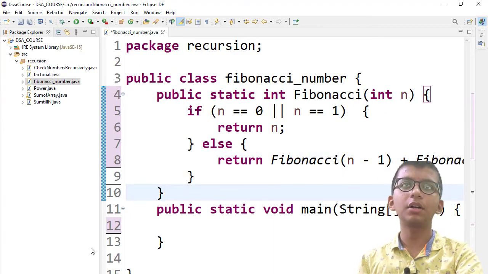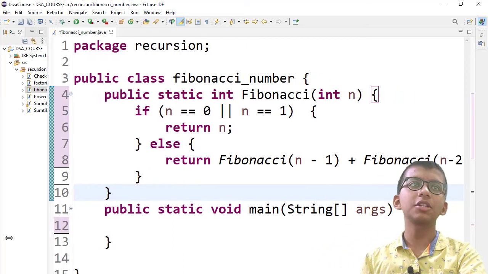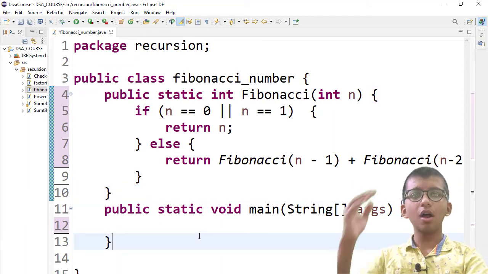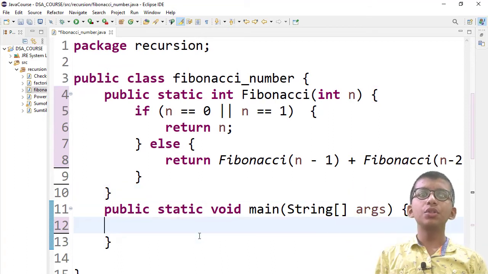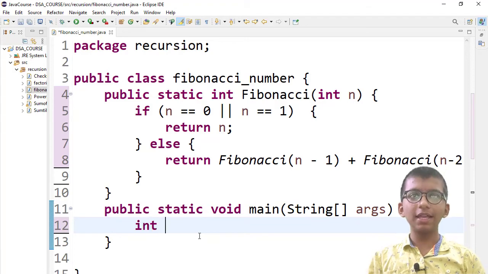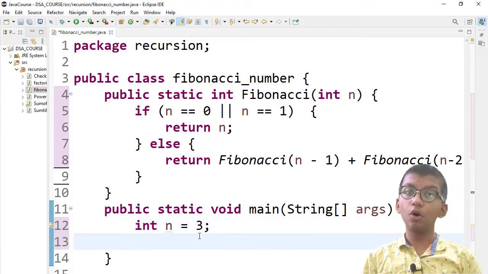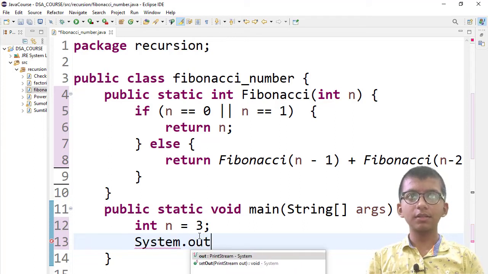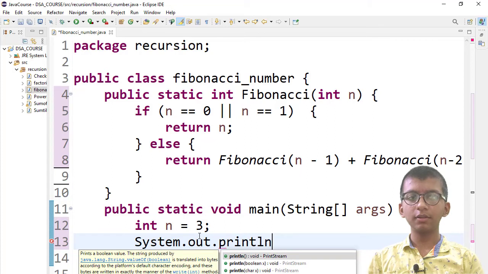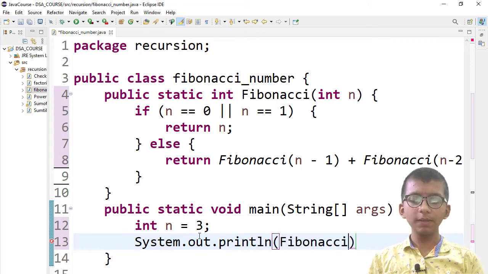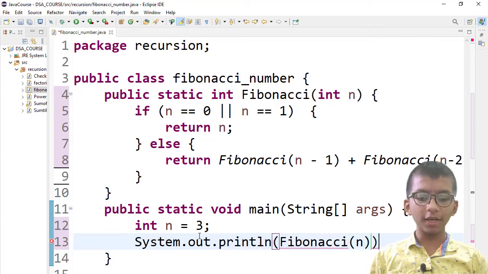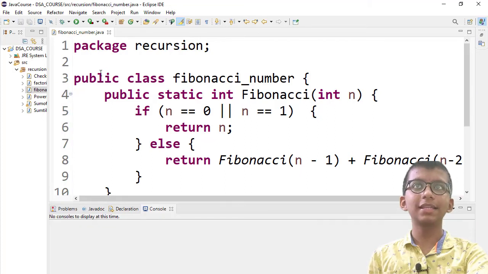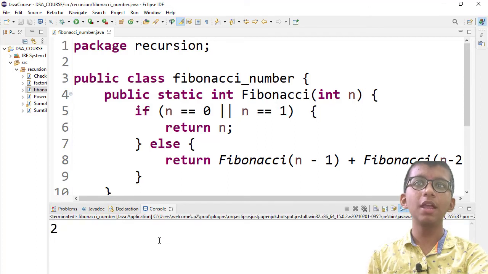And we have our function, which gives the Fibonacci number, and we have coded it pretty easily, based on what we have talked about just now. Okay, so let's try to run this. Let's say we have n equals 3. We call System.out.println of Fibonacci of n. So Fibonacci of 3 will return 2.